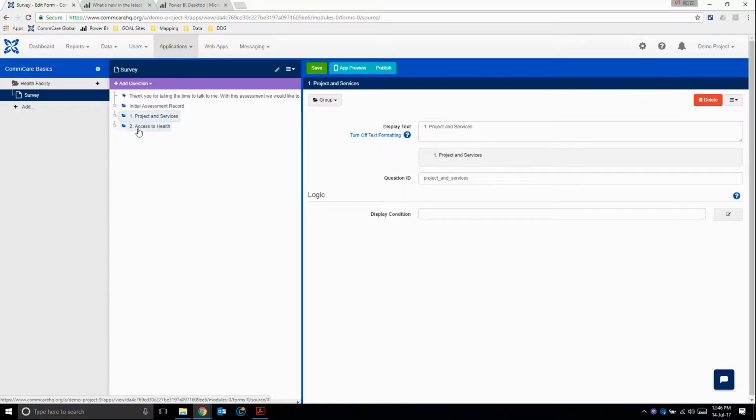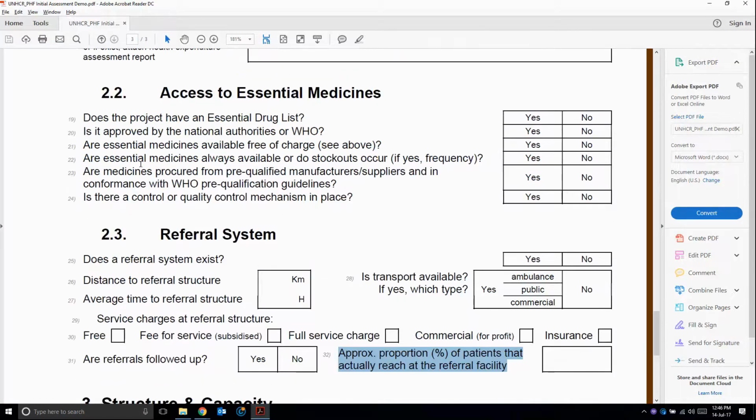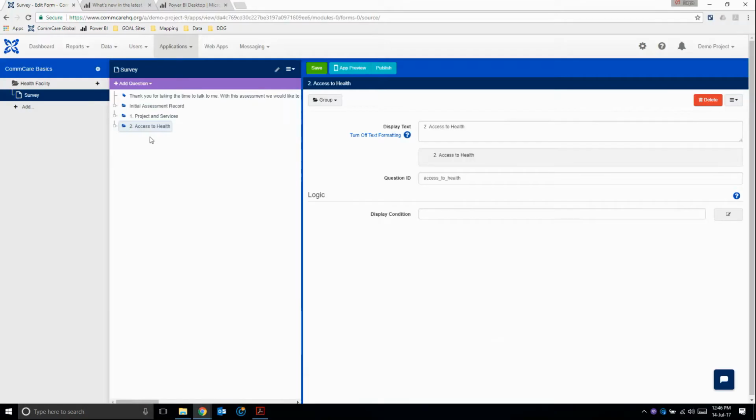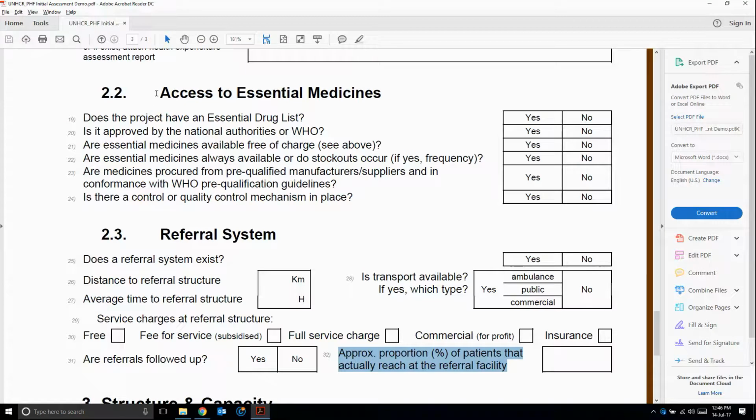So we have projects and services and access to health, and that's logical because these are subsections. So 2.2 and 2.3 are subsections, so we should find them within access to health. When I open up access to health, I have my initial questions, then our table question, and then the subsections. So 2.1 service charges, and then the ones from the exercise: 2.2 access to essential medicines, and 2.3 referral system. So we can see those here.